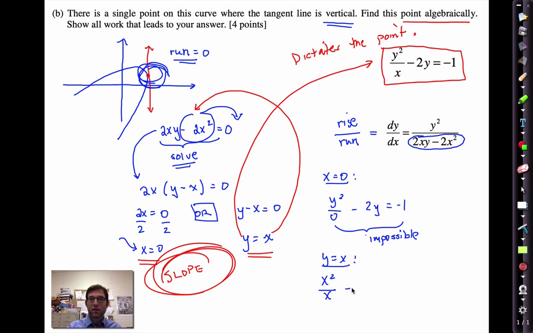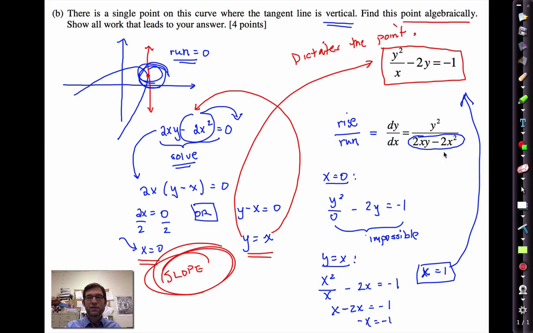I get this. Then I get, be careful here. I had some people tell me that x minus 2x was negative 3x. That's, to put it mildly, a little weird. I get x equals 1. Now, don't make your life hard. Don't do this. Do this.